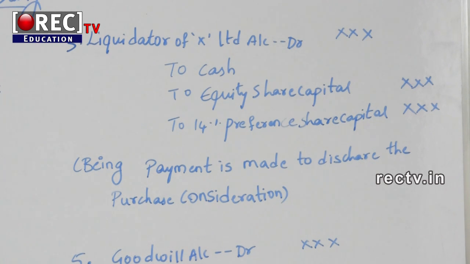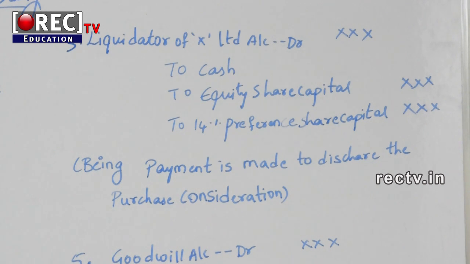Now the next entry will be, this purchasing company will settle the amount payable to the selling company. That is, to whom it will pay: the liquidator of X Limited. Whatever form it pays in, we have to give as a credit. In this example, it is paying the liquidator of X Limited some in cash, some in the form of equity shares and some in the form of preference shares. So the entry is liquidator of X Limited to cash, to equity share capital, to 14% preference share capital.